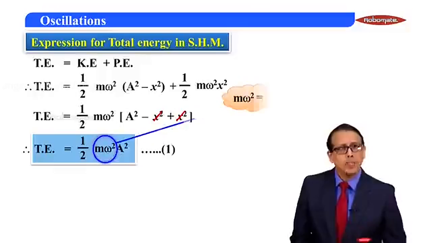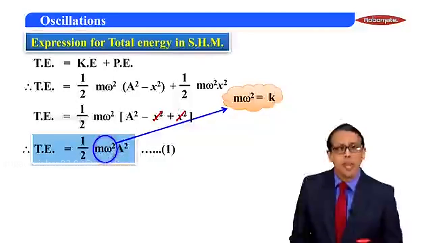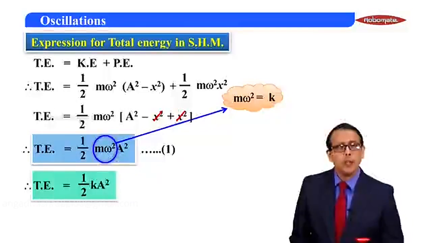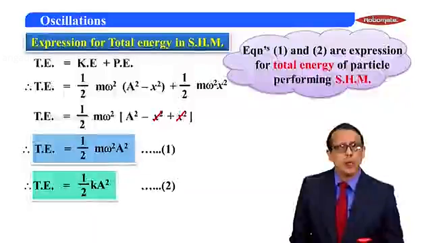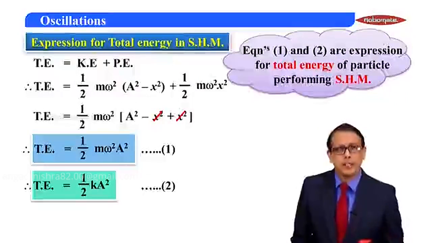As we know, m omega square is k, the force constant. Therefore, students, total energy can also be written as half k a square. So, equations 1 and 2 here represent the total energy of a particle performing SHM.